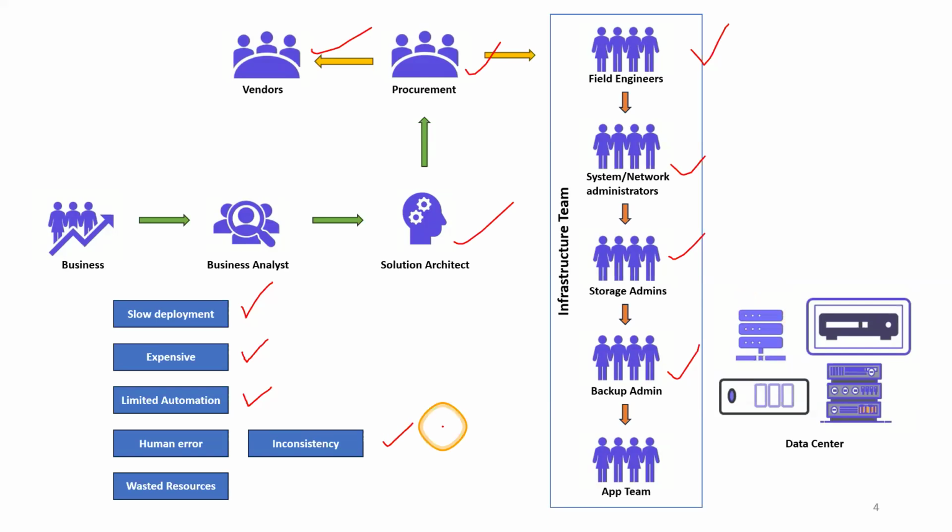Another major disadvantage is the underutilization of compute resources, because whatever resources we buy, we may not be using them 100%, which leads to underutilization. In simple terms, we are wasting resources. So these are the problems companies face when working in the traditional working model: the deployment model is slow and very expensive, there is limited automation, human error, inconsistency in the environment, and wasted resources.